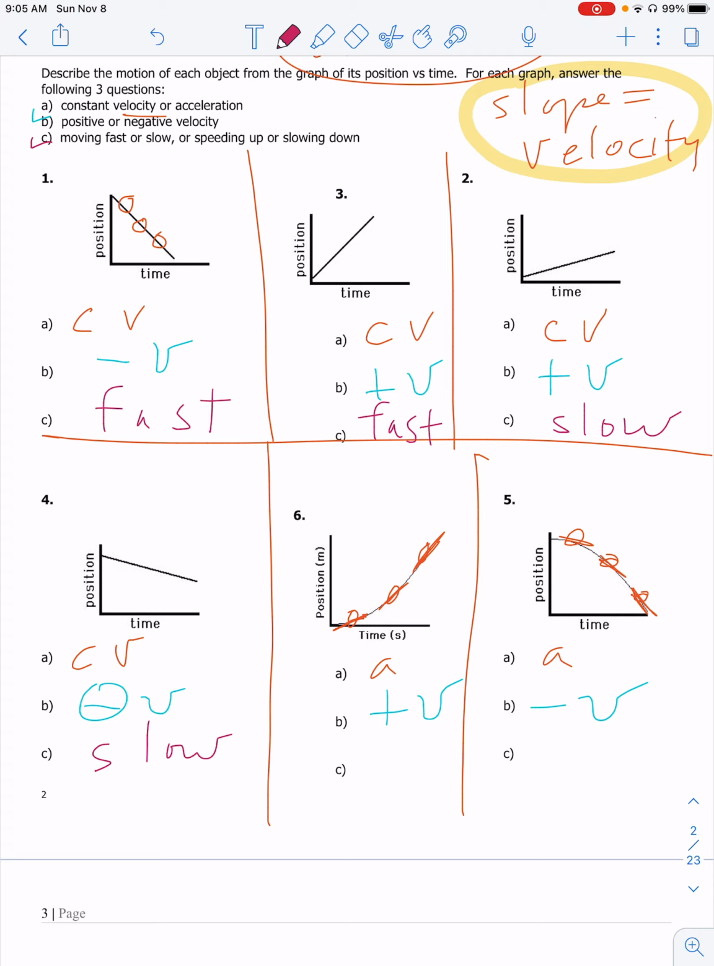So number 6, it looks like it starts out slow with a not so steep magic pencil. Then it gets steeper and steeper. So it speeds up. The speed is increasing. And number two, the final one, the magic pencil is getting flatter and flatter. So this is decreasing speed.